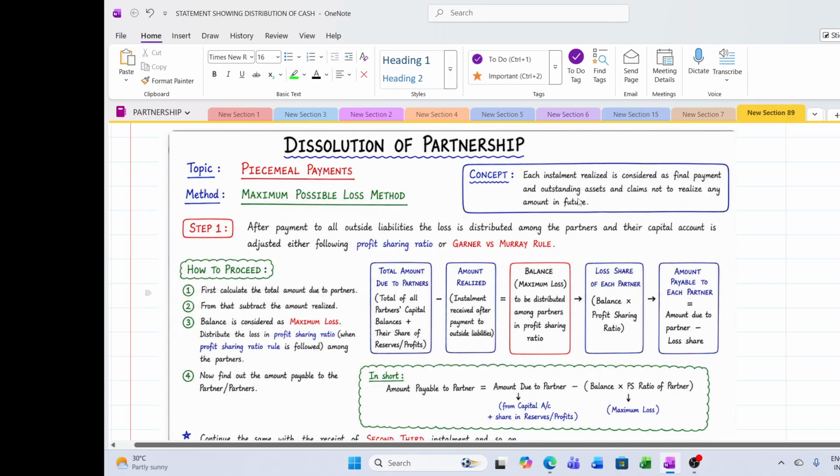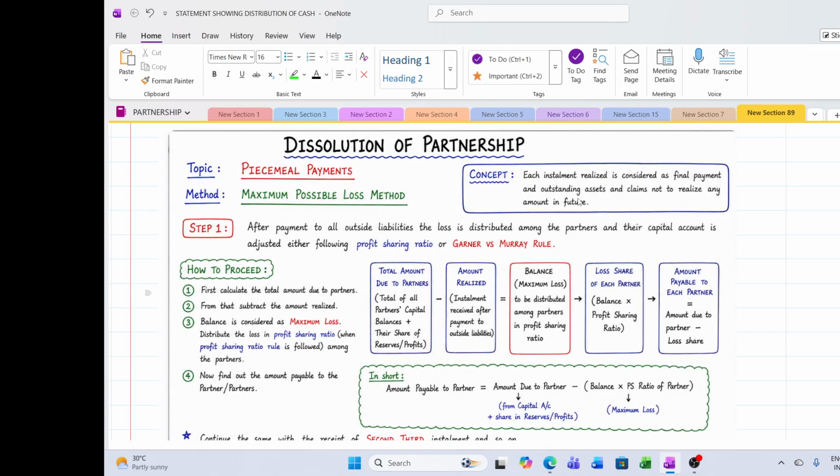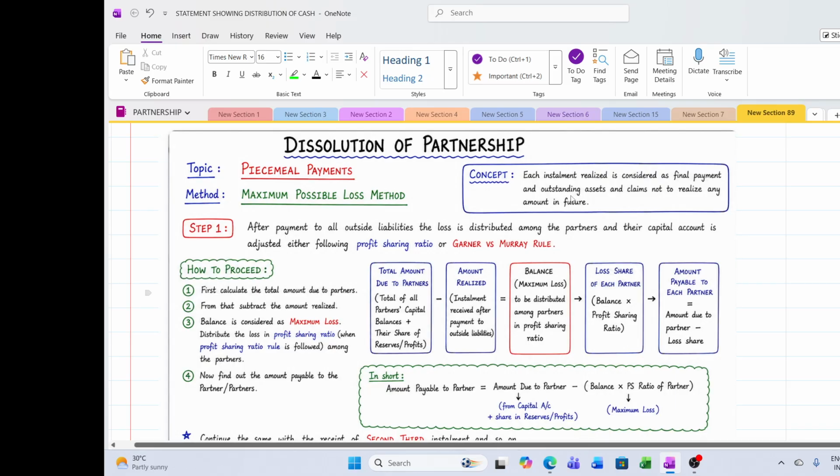That will be distributed in the profit sharing ratio, or, if there is any deficiency, we will follow the Garner versus Murray rule. All of you know what the Garner versus Murray rule is. If you do not know it, please watch my previous videos in which I have explained it in detail. So how do we proceed?